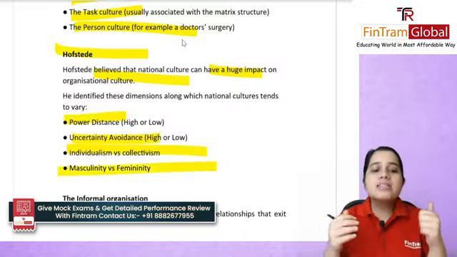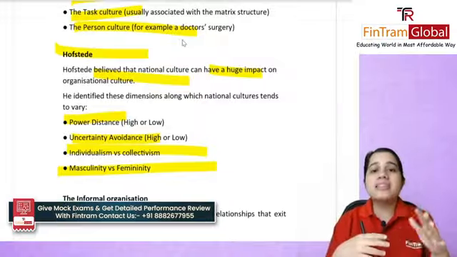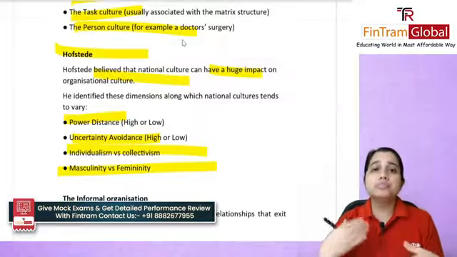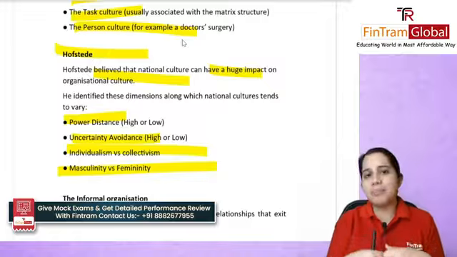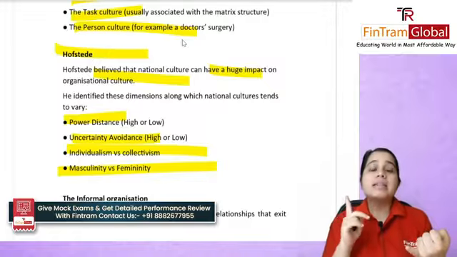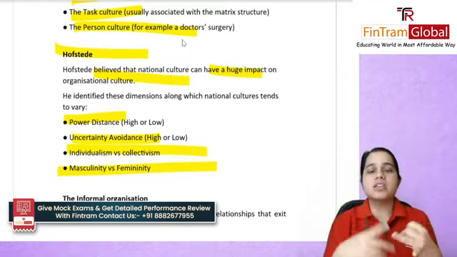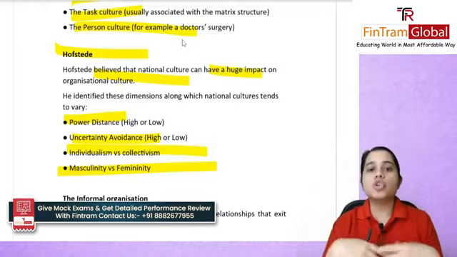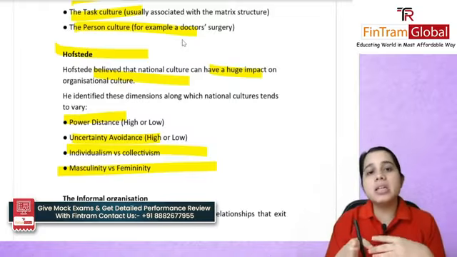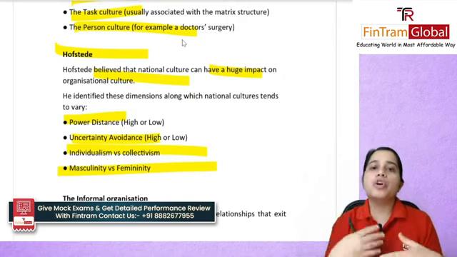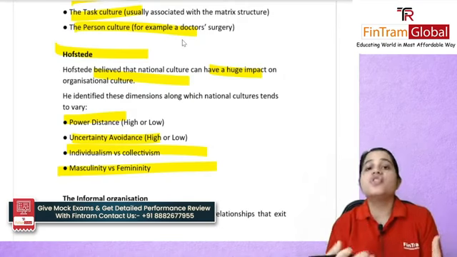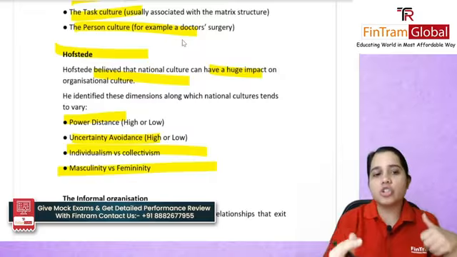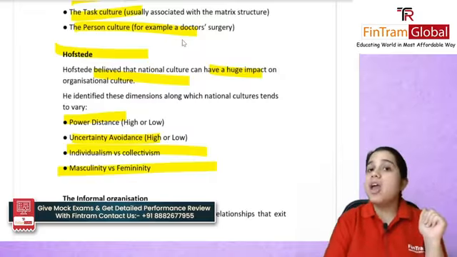And finally, masculinity versus femininity. In a masculine culture, you will be able to encourage or motivate your employees by giving them a better salary hike, or some job status, or a higher designation or promotion. But if it's a feminine culture, then probably they are looking for a work-life balance and social relationships at work. So that was all covered by Hofstede.